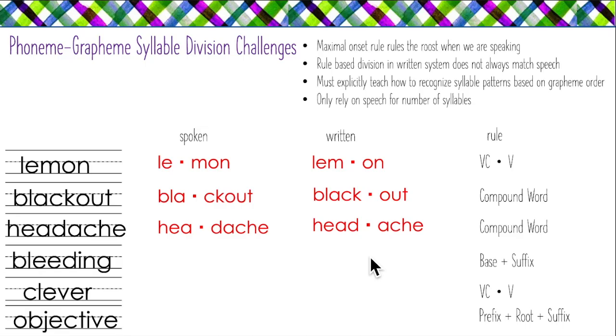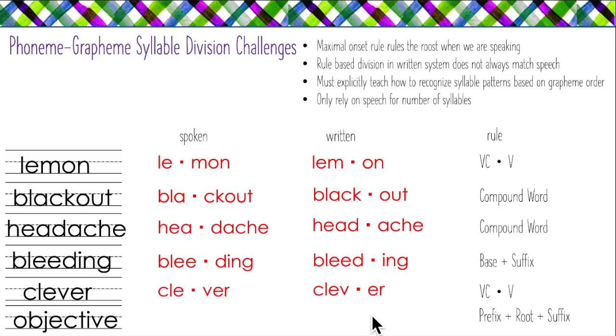So I always encourage teachers to say, this is blackout. I hear two words, black out. Let's do black, let's do out. And then they encode that. If you do bleeding, I hear an ing, that's a suffix, right? So I'm going to help kids recognize that when we're encoding, what that rule is, so that when we're decoding, they see those as units as well, okay?